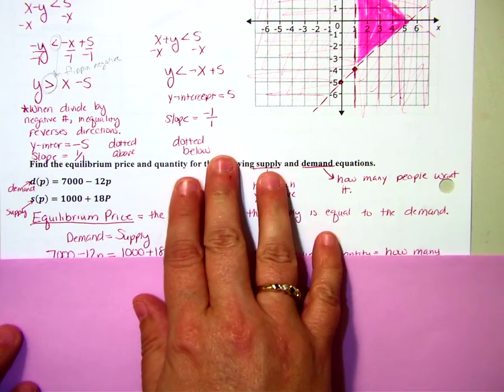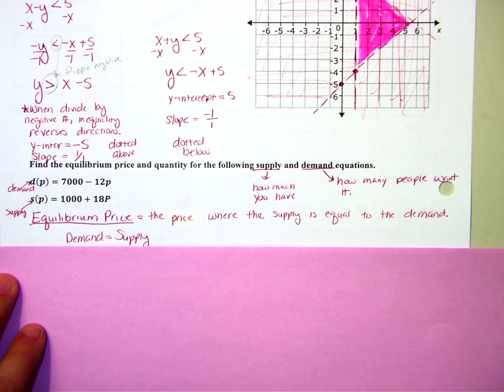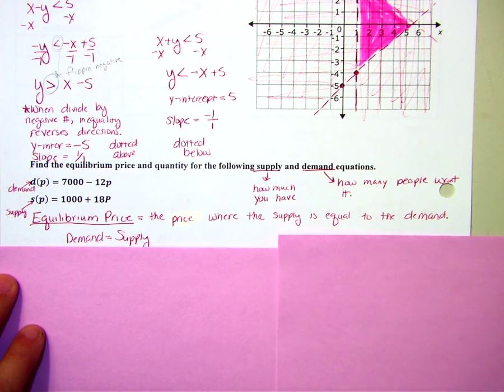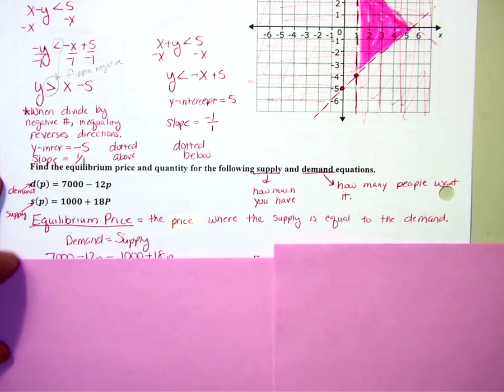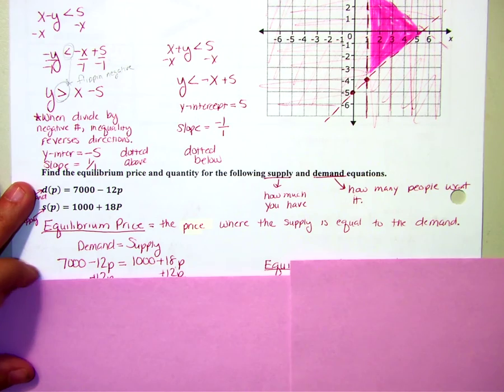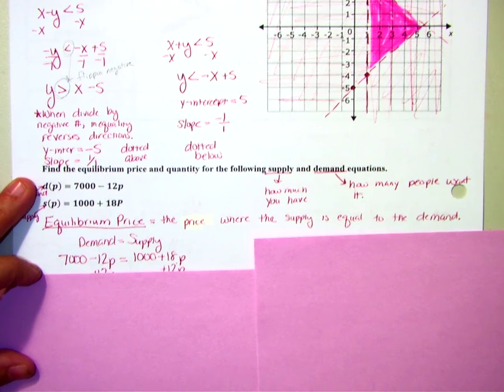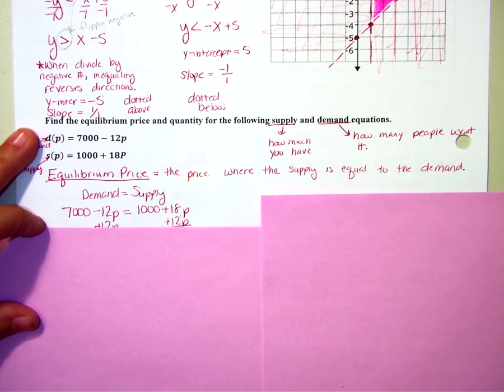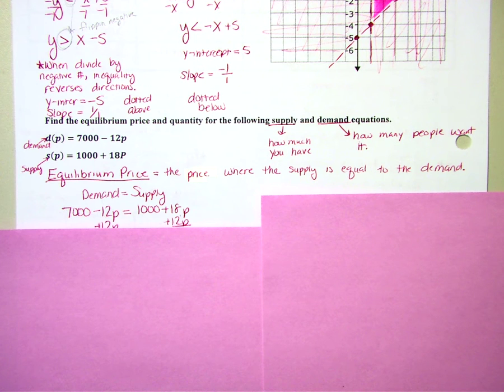So what we're going to do is set the demand equal to the supply. We're going to set the demand equation equal to the supply equation. So that's what I did. I set 7,000 minus 12p equal to 1,000 plus 18p.